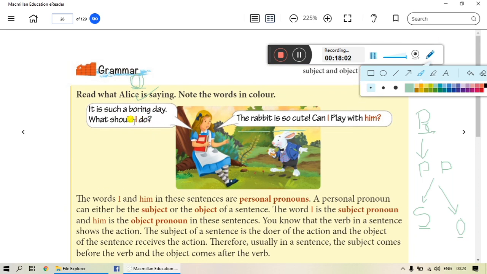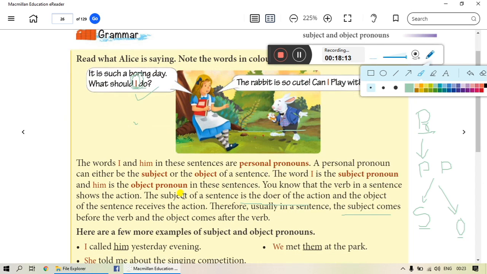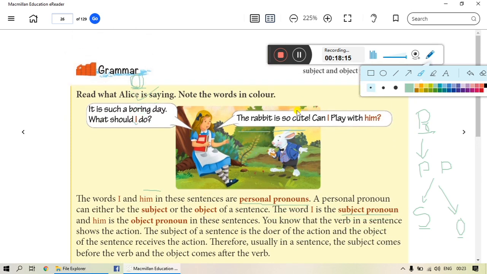And just because it is used for indicating her personal self, it is under the category personal pronoun, but the type is subject pronoun. And him is object pronoun. The rabbit is so cute, can I play with him? Play is the action and I want to play with him. I wants to do the action of playing, so it's subject pronoun. And him is the one who will be played with, so he will receive the action of playing. Playing will be done with him, so he is the object.